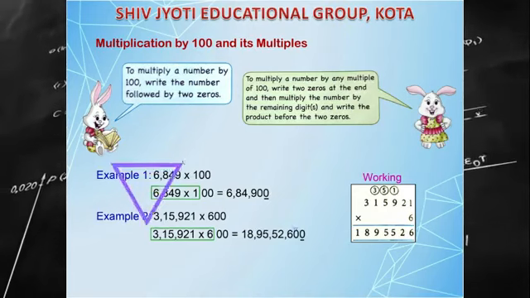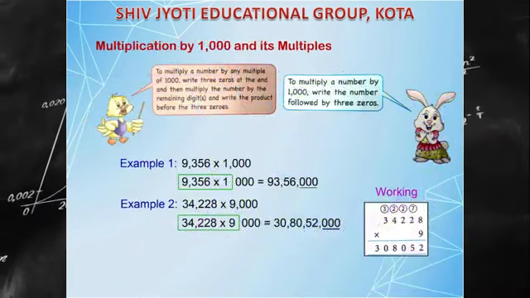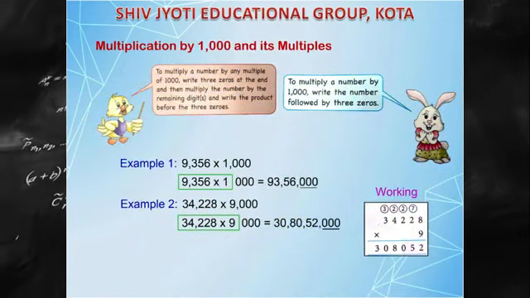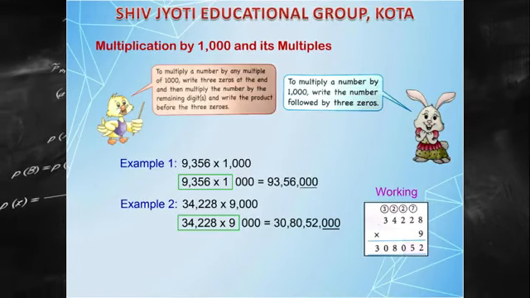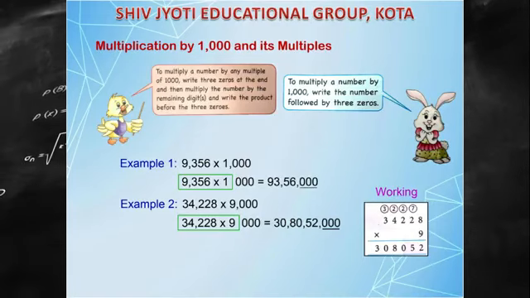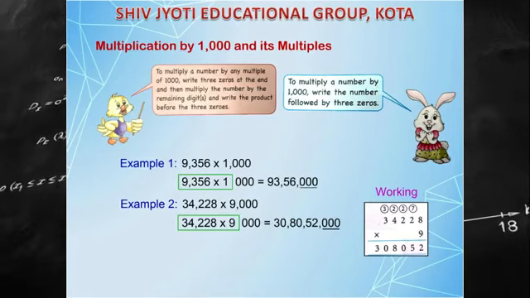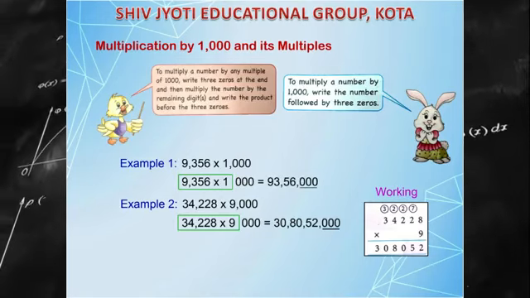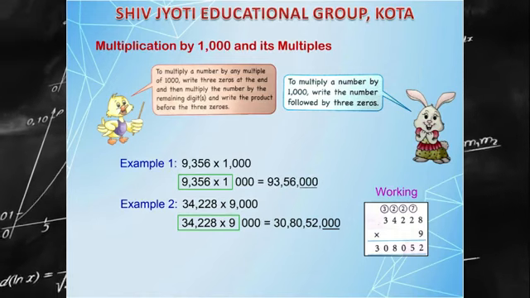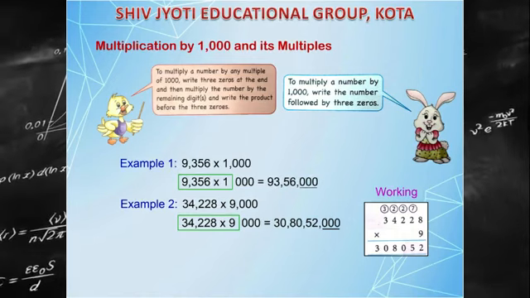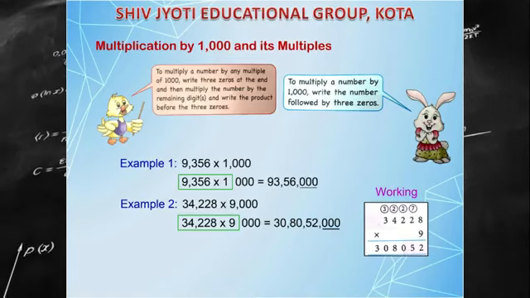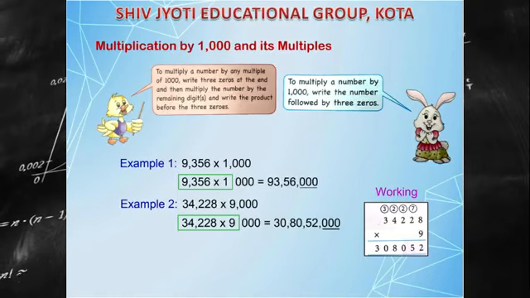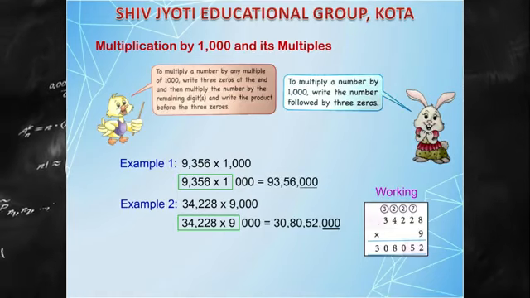Now next is multiplication by 1000 and its multiples. To multiply a number by 1000, write the number followed by 3 zeros. For example, 9,351 multiplied by 1000 equals 93,51,000. Here we multiplied 9,351 by 1. Then insert 3 zeros to the right side of the number because 1000 has 3 zeros.